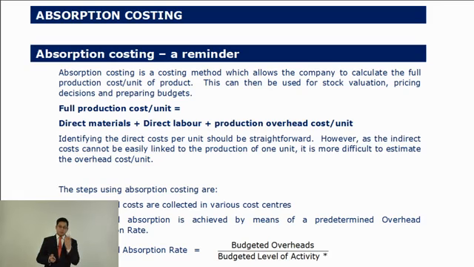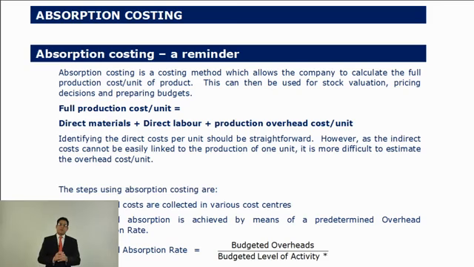So when a product or a service is produced, we need to know the value of the product or service. Meaning, how much money have we spent to produce this product, or how much money we have incurred to generate this service. The first cost accounting method is absorption costing.